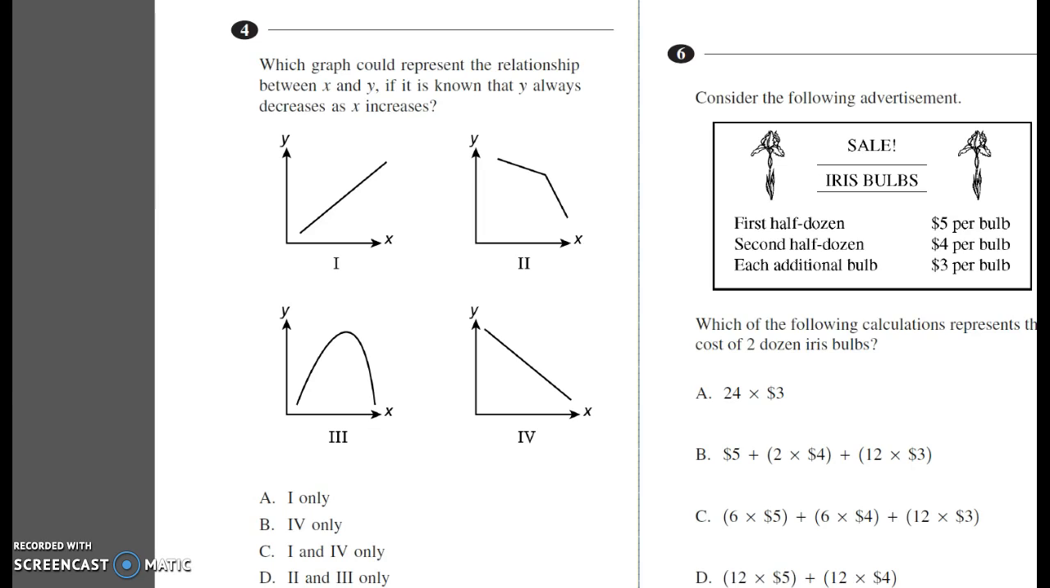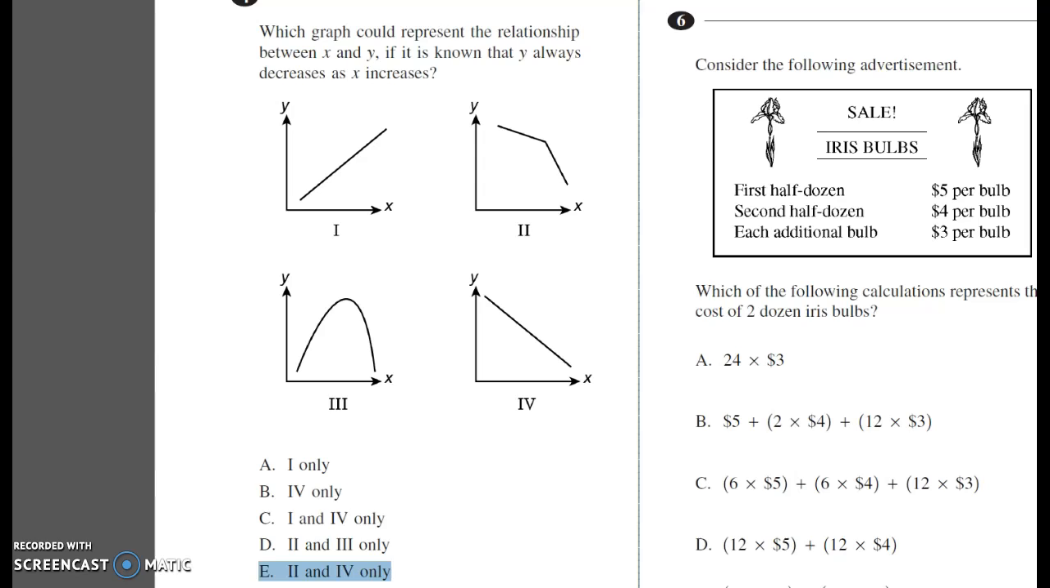And remember, every correct answer is going to help toward your score. You need to try to get at least 20 correct to be able to pass this test out of the possible 50 whenever you take the real HiSET. So keep that in mind as you're going through. And for number 4, the answer is going to be E. 2 and 4 are the two graphs that work with this format of Y decreasing as X increases.